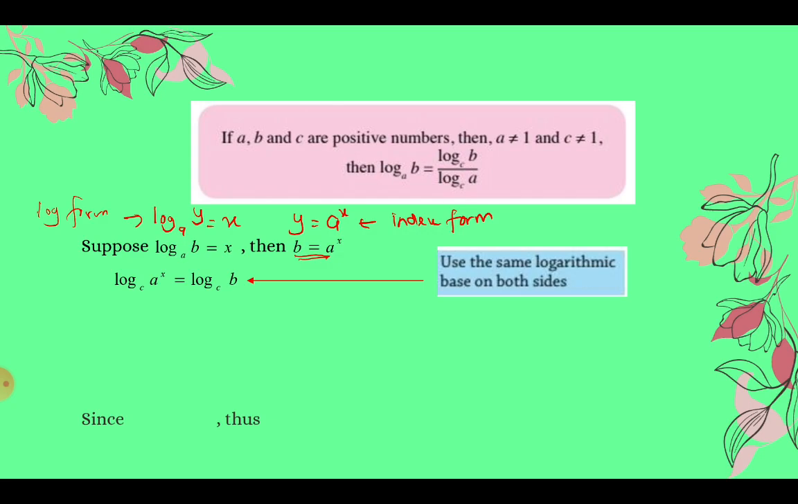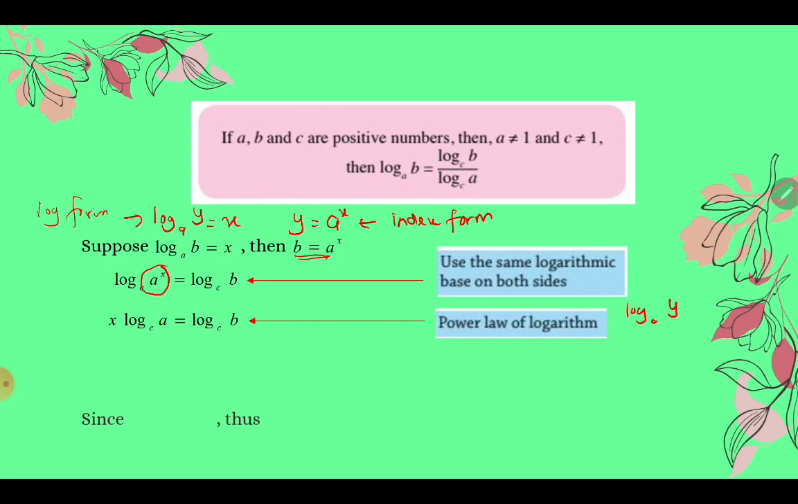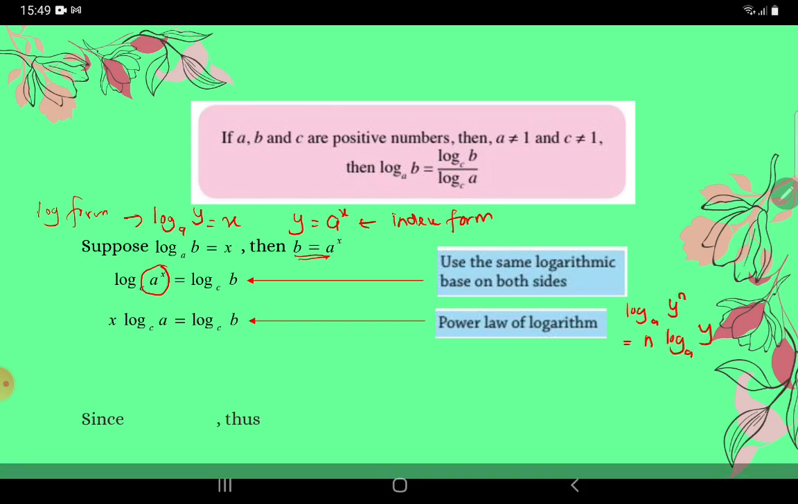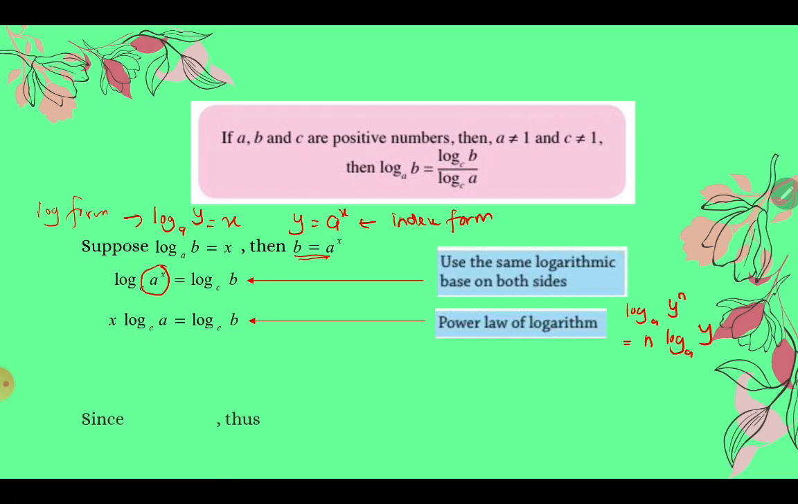Okay, next. As you can see, this part is a to the power of x. So the next step, x log a base c equals log b base c. What happened here is that it applies the power law of logarithm. The power law of logarithm states that if we have log y base a to the power of n, it will become n log y base a. So this is what happened here.